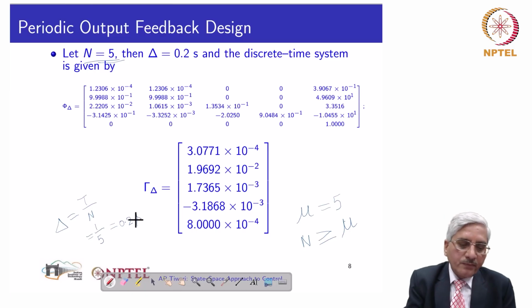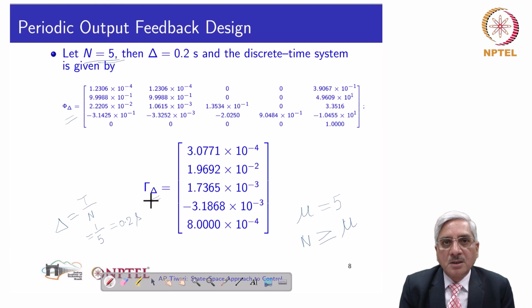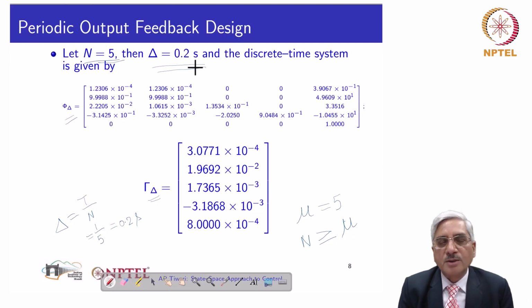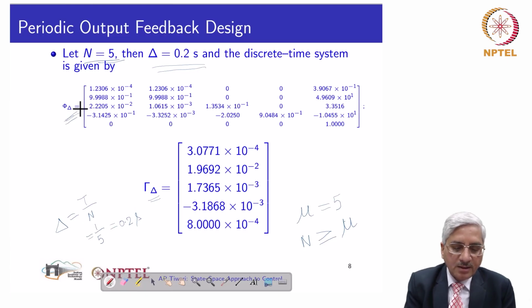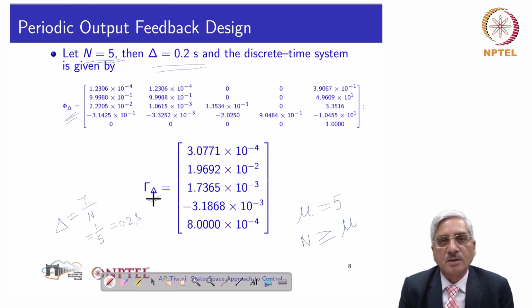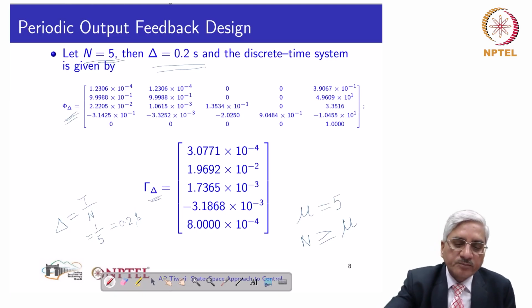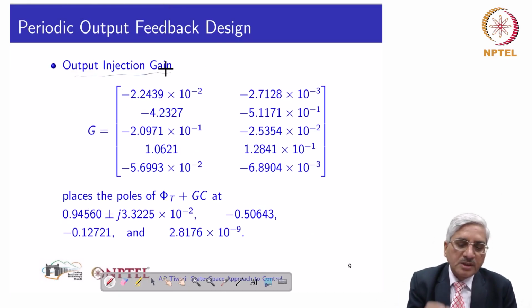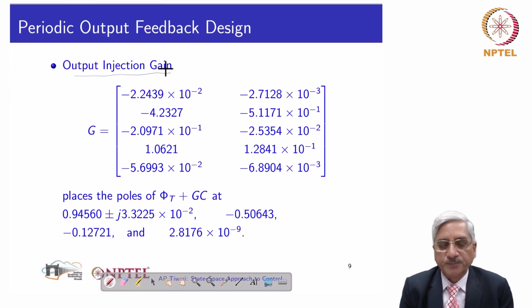So we obtain phi delta and the corresponding gamma delta. The discrete time system corresponding to sampling at the rate of 1 by 0.2 hertz, or 5 hertz, will be given by this phi delta and gamma delta. Now, once we have obtained phi t, gamma t and phi delta, gamma delta, the next step is to obtain one output injection gain, G.